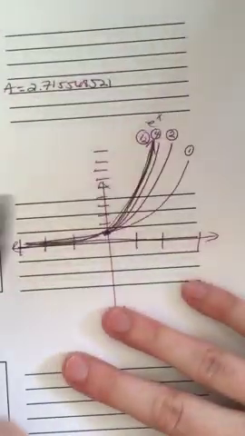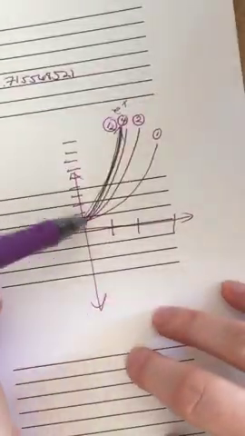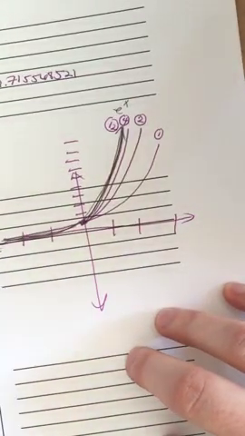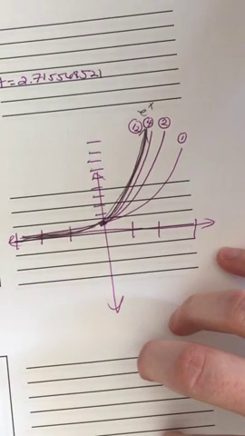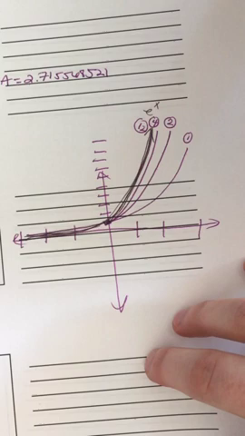And then part C, we noticed that when x is 0, y is 1. That's always going to be true. It's in all of the graphs because if you plug in 0 for an exponent, you're going to end up with the outcome of 1.